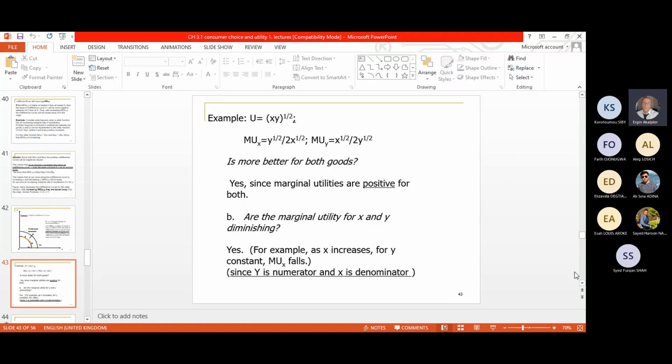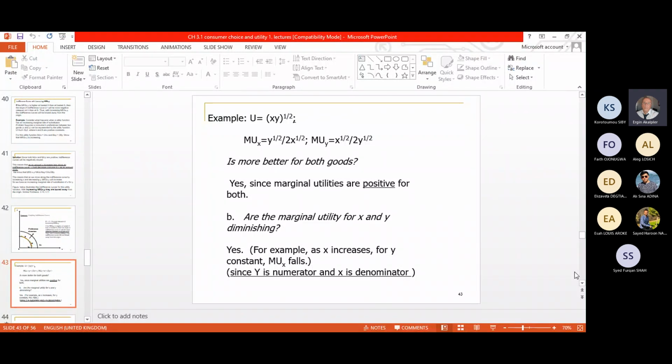And if another example is given, U equals x y to the power of one half, the square root, the marginal utility of x will be, as you see, the square root of y divided by 2 times the square root of x. The marginal utility of y is then the square root of x divided by 2 times the square root of y. This is, of course, the differentiation, how you are going to take it.